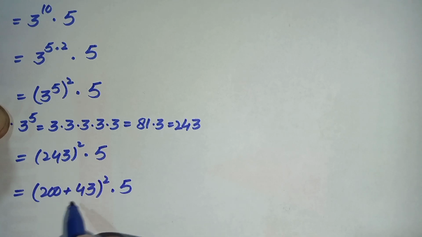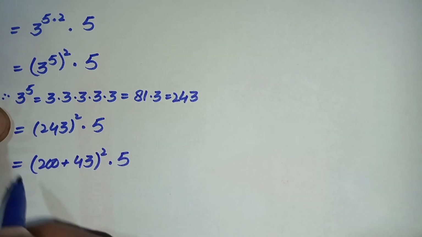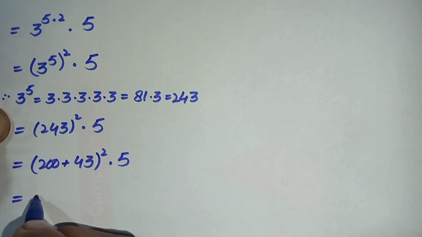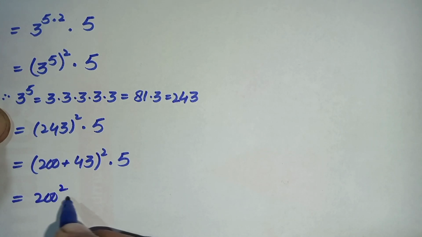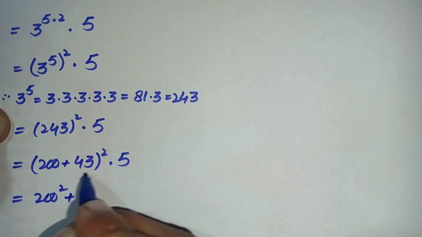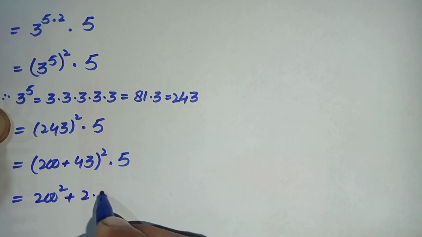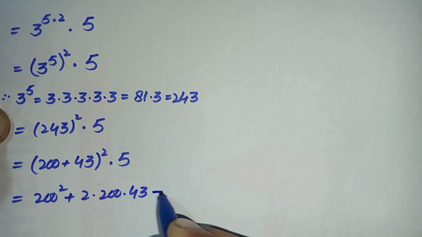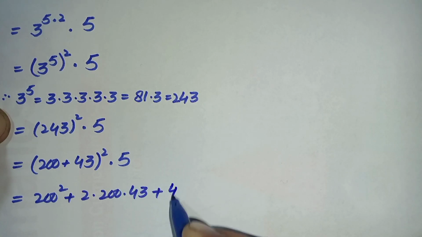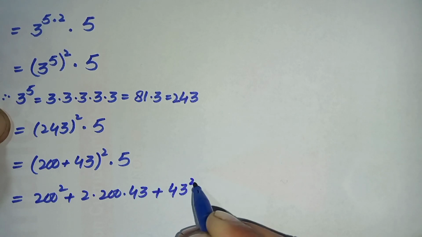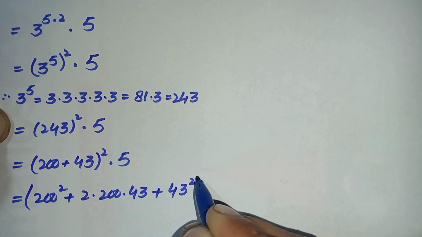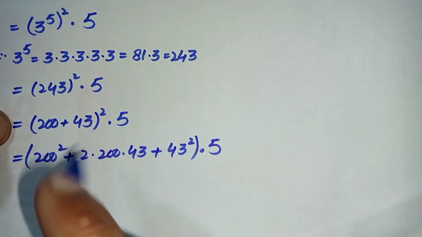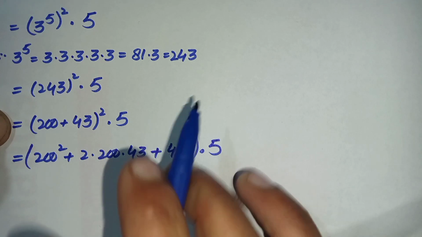Now here I will use a plus b whole square formula. So it will become a square, a is 200 and b is 43. So it will become 200 square plus 2 times ab, so a is 200 and b is 43, plus b square, which is 43 whole square, times 5. So let us simplify the numbers inside the parenthesis.